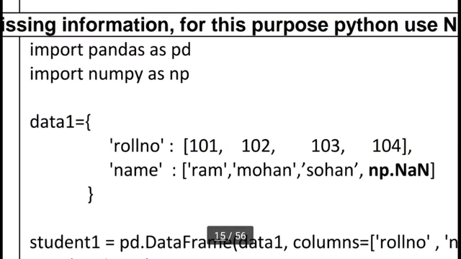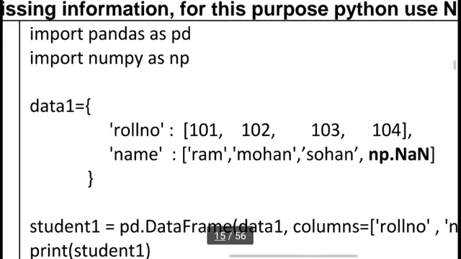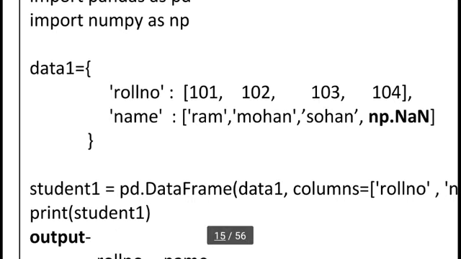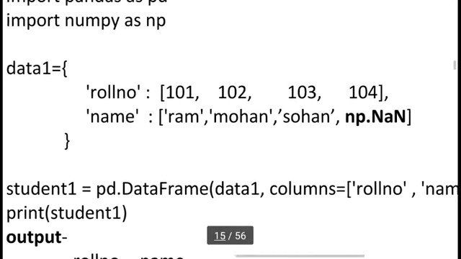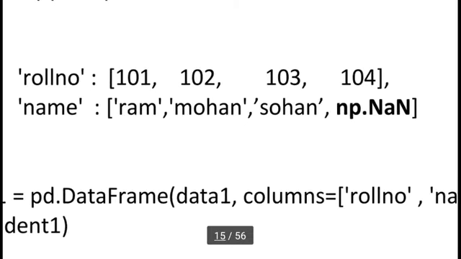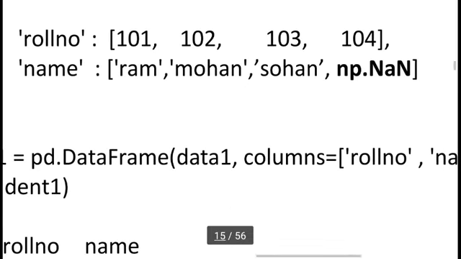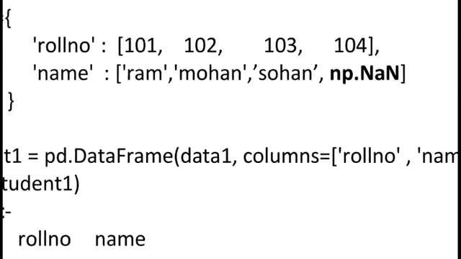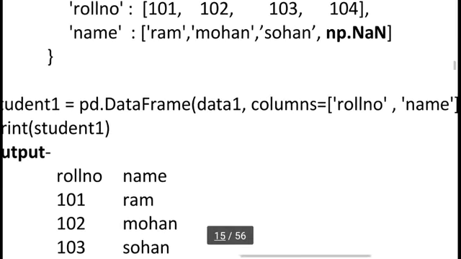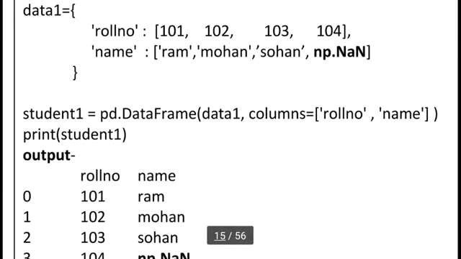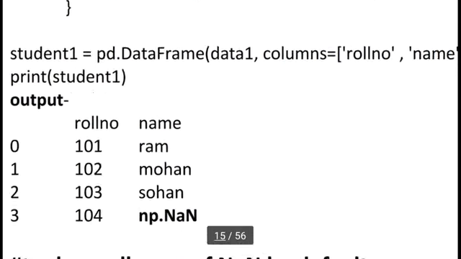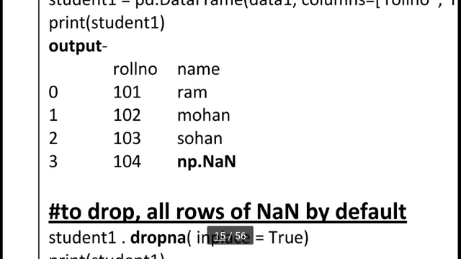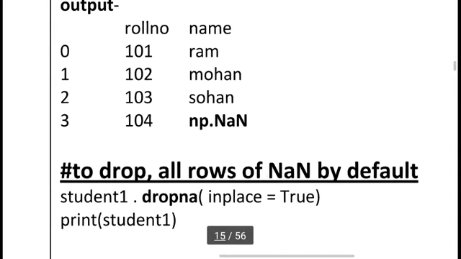Import pandas as pd, import numpy as np. You can select roll number, name. We know very well. Here I am using 104 with no name, so for this purpose I can't leave it empty. So I am using np.nan, and student1 is our data frame, with columns roll number and name which we already know. Print student1, you can see 104 has np.nan.